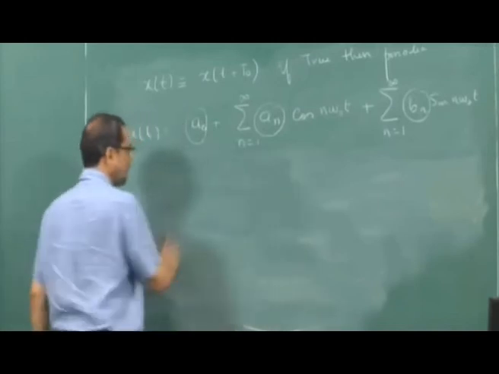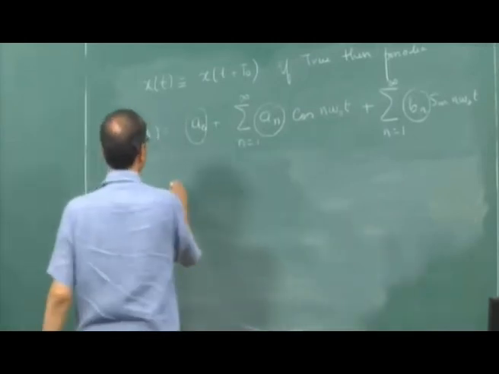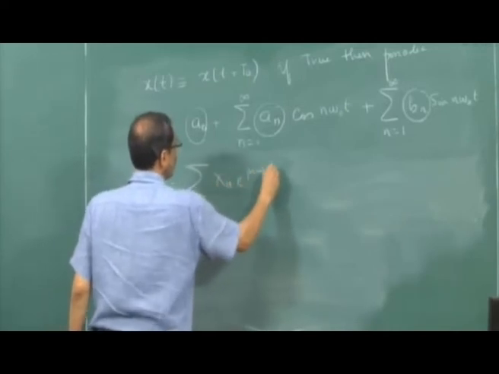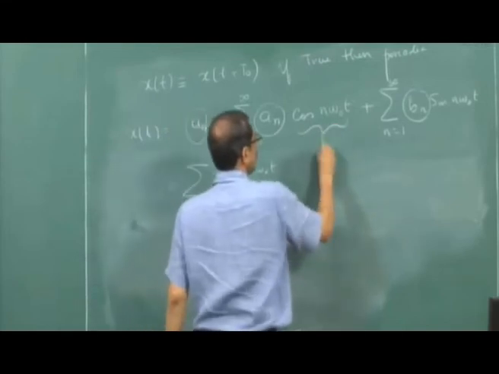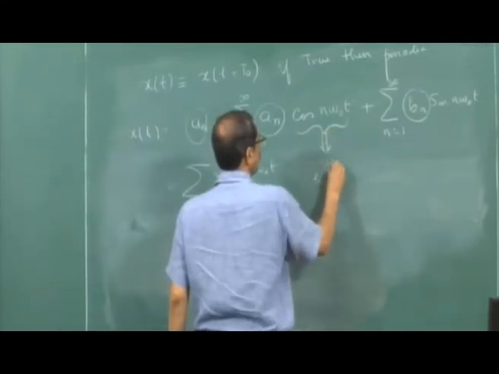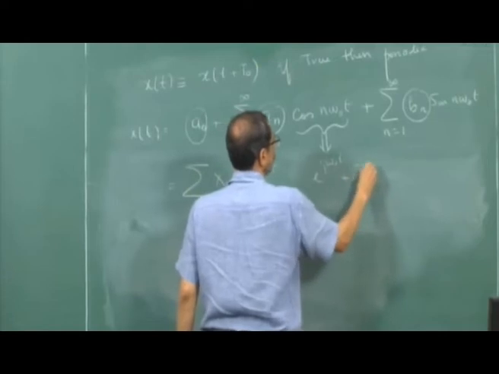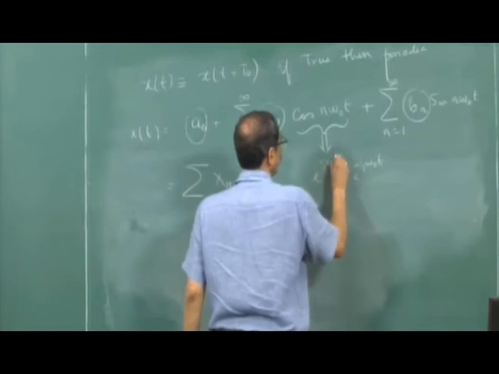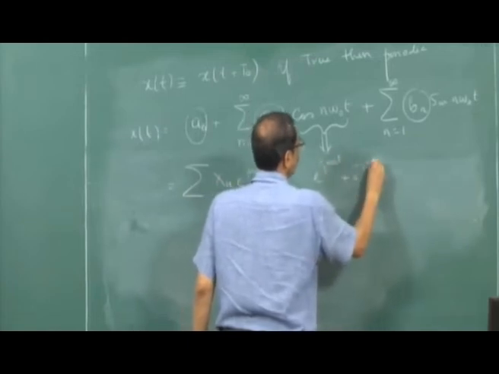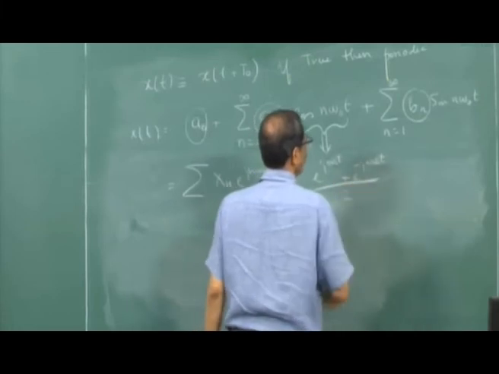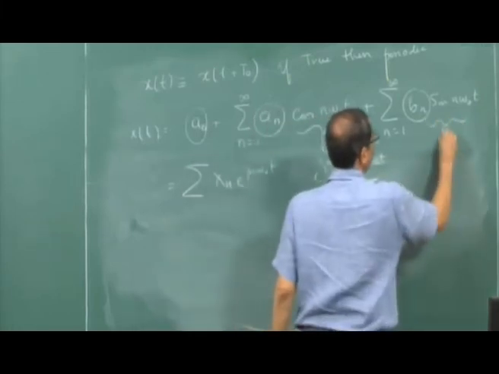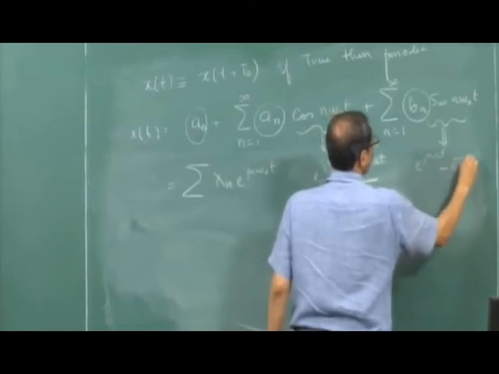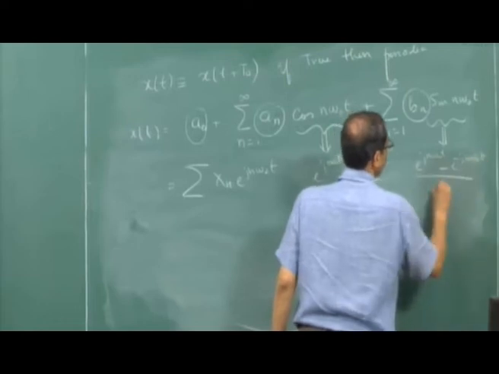So connecting this with xn e to the power of j n omega naught t is not difficult, right? Use Euler's relationship. This is e to the power of j n omega naught t plus e to the power of minus j n omega naught t, by 2, and similarly here e to the power of j n omega naught t minus e to the power of minus j n omega naught t, by 2j.